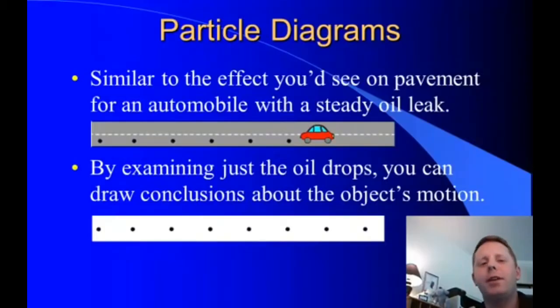So we'll start off by talking about particle diagrams, and these are sometimes known as dot diagrams or ticker tape diagrams. And you can think about these as if you have an oil leak in your car and you drip a drop of oil at a specific interval, the same interval every time. If you looked at what had happened on the pavement later on, looked at that oil drop pattern, you could tell a lot about what your car was doing. That's the point of these diagrams.